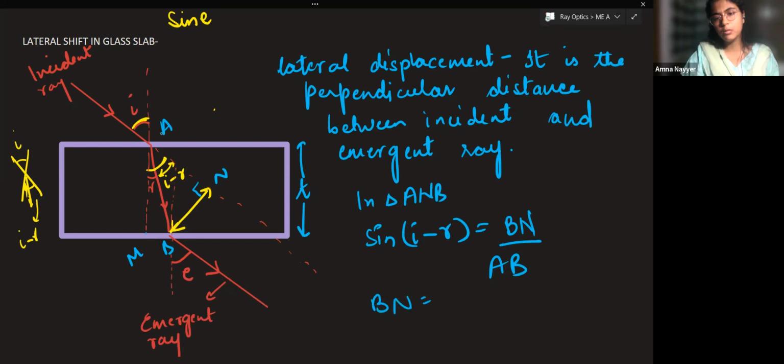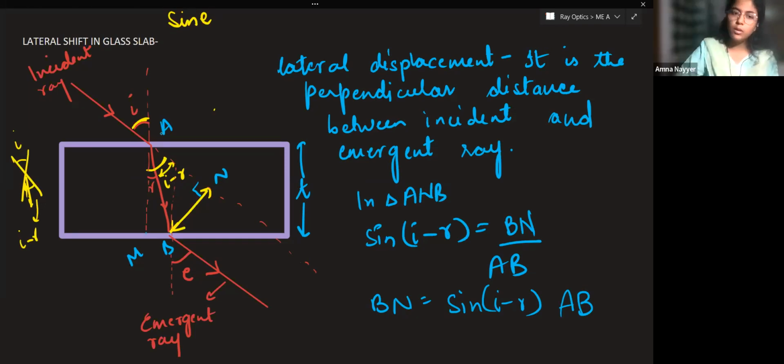BN will be equal to, BN is only the lateral shift. So lateral shift, that is BN. This is lateral shift. This will be sine I minus R multiplied by AB. Now, can we keep our answer like this in AB? Definitely not. We have to find out what is AB.